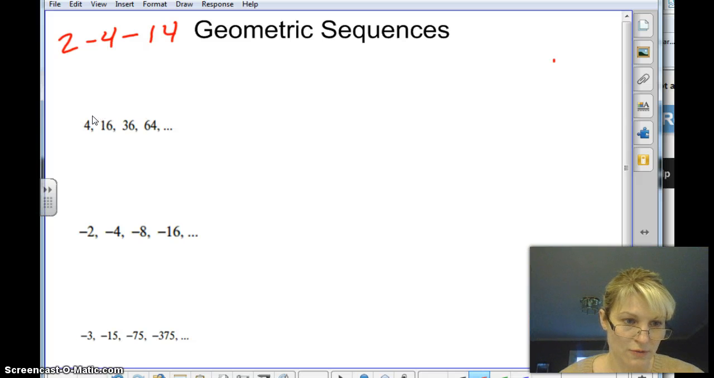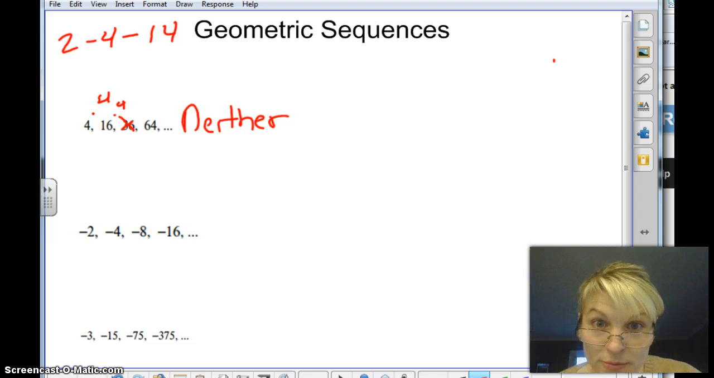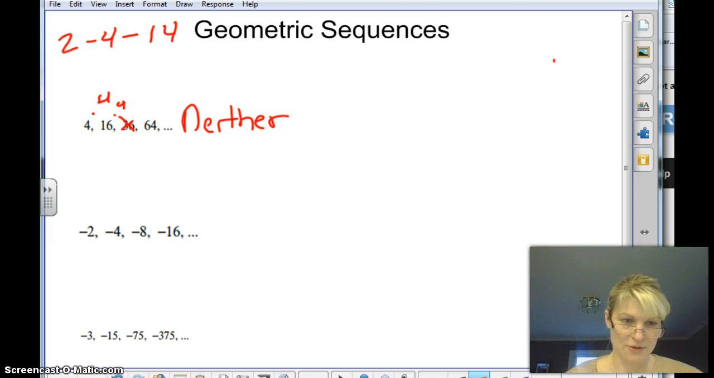I know that 4 times 4 would give me 16. So 16 times what number would give you 36? Well, if I did 16 times 4, that would give me 64, not 36. So we can say that this sequence is neither. Tricked ya, didn't I? Thought that'd be geometric because that was the title of the notes, huh? Nope, this one's neither. If it was geometric, we should be able to times by 4 each time and get the next term. So that one's a neither. We couldn't add anything and we couldn't multiply anything, right?